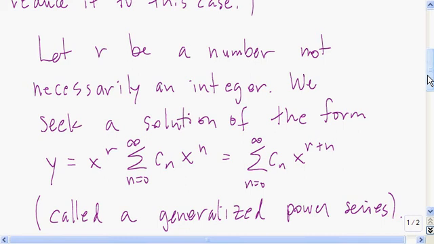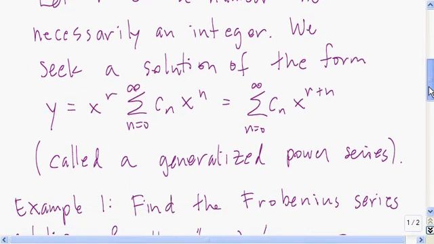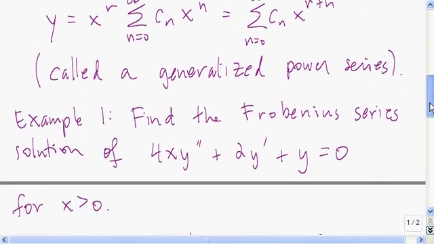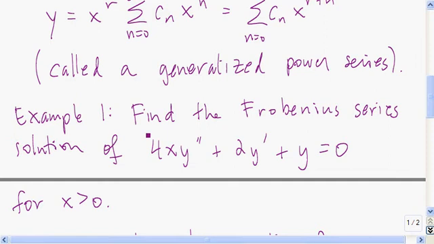All right, so let me illustrate the method through an example. I'm not going to go through the derivation of it because it'll make it a really long video. So for our first example, find the Frobenius series solution, so it means find the generalized power series solution of 4x y double prime plus 2y prime plus y is equal to 0 for x is bigger than 0. That way we don't have to worry about taking the square root of x and needing to put absolute values in. Just the simplest case.